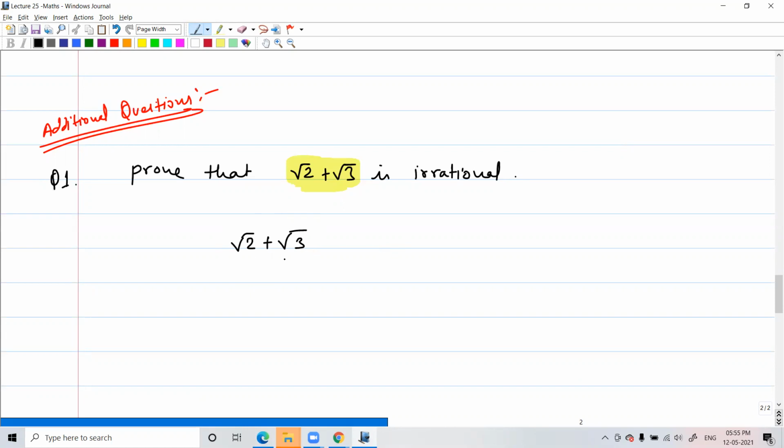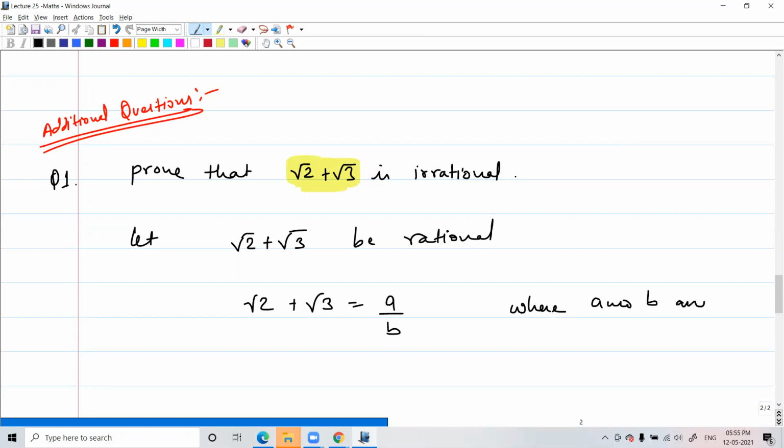First squaring them and then... Okay, so what will be my first step? Tell me, what is the first step here? Root 2 plus root 3 is equal to a by b. Yes, so we'll say let this be rational as usual. We'll assume that it is rational. So if it is rational, then root 2 plus root 3 can be written as a by b, where a and b are coprimes, and b is not equal to 0. That means a and b are integers basically.